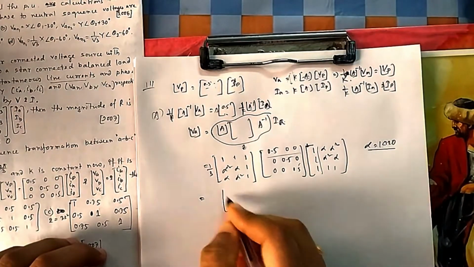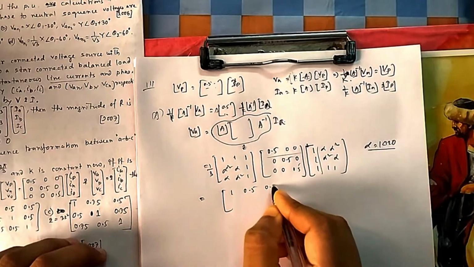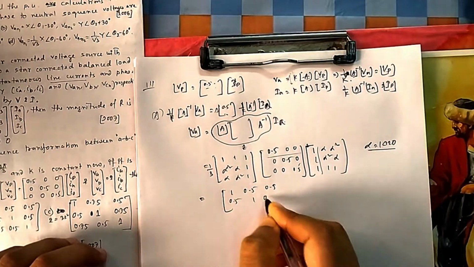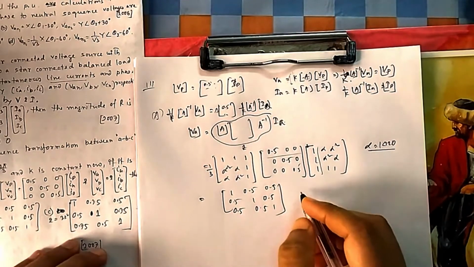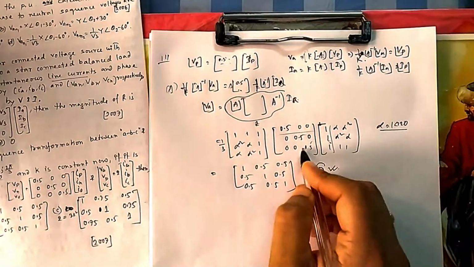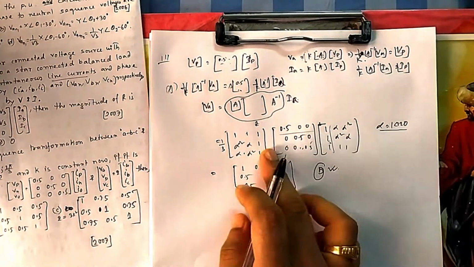I am directly writing it: 1.5, 0.5, 0.5, 1.5, 0.5, 0.5, 1. So that is your option B. You do this product, then you do this product, you put this value of α, simplify it, you will get this.